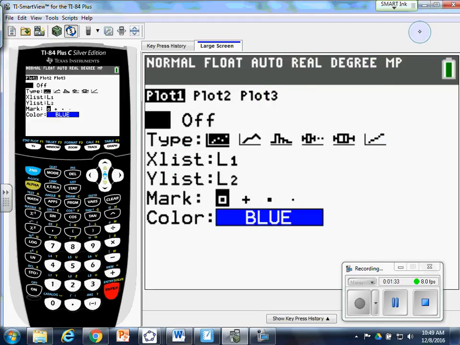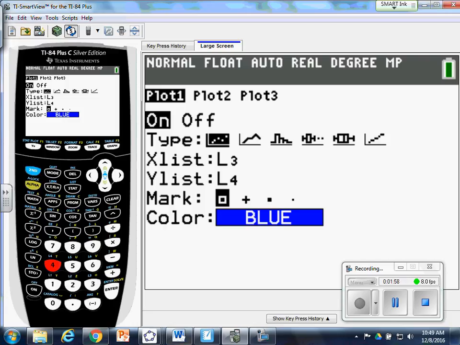Let me get this stuff off the screen. I'm going to go ahead and turn it on, and you have different types here to choose from. The first one is a scatter plot. It's just going to show our points. Now again, most of the time you'll probably be using L1 and L2. I'm just happening to be using things that are in list 3 and list 4. So I'm going to go second 3 to change that to list 3, and my Y values were actually in list 4, so second 4.